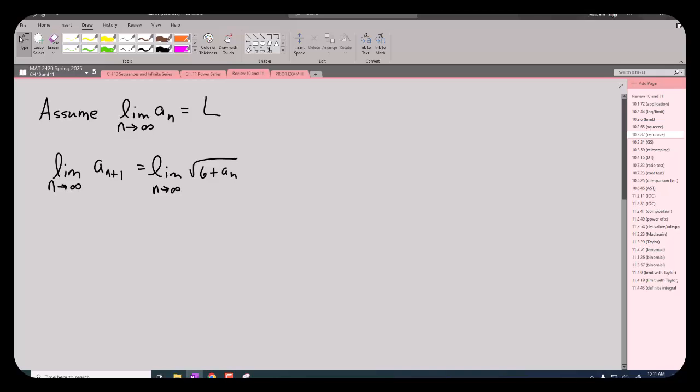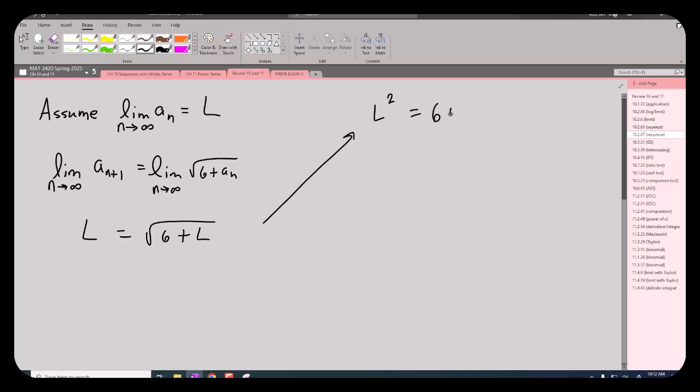The limits of these are now treated as two separate sequences. We think of the a sub n sequence and the a sub n plus 1 sequence as the same sequence, but missing the very first term. They have the same limit. So we get L equals the square root of 6 plus L. The limit jumps to the inside of the square root because the square root is continuous. And then we square both sides.